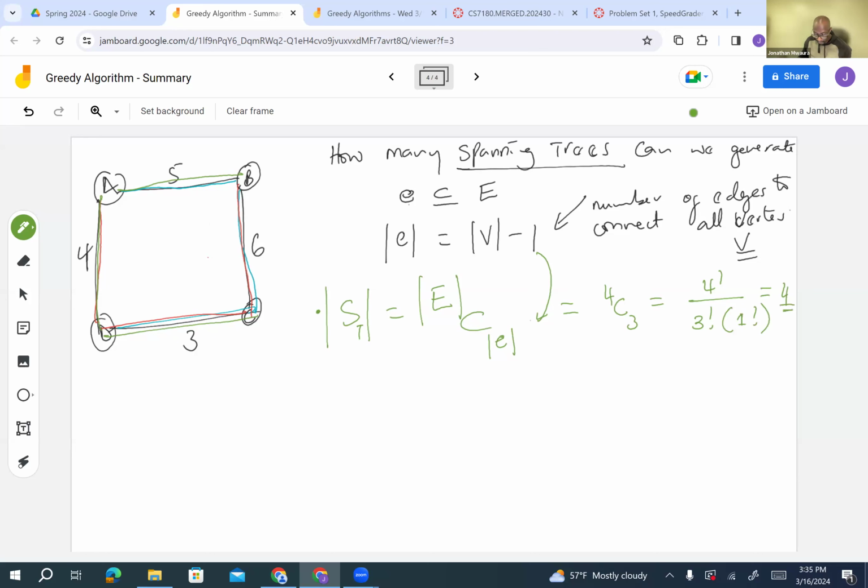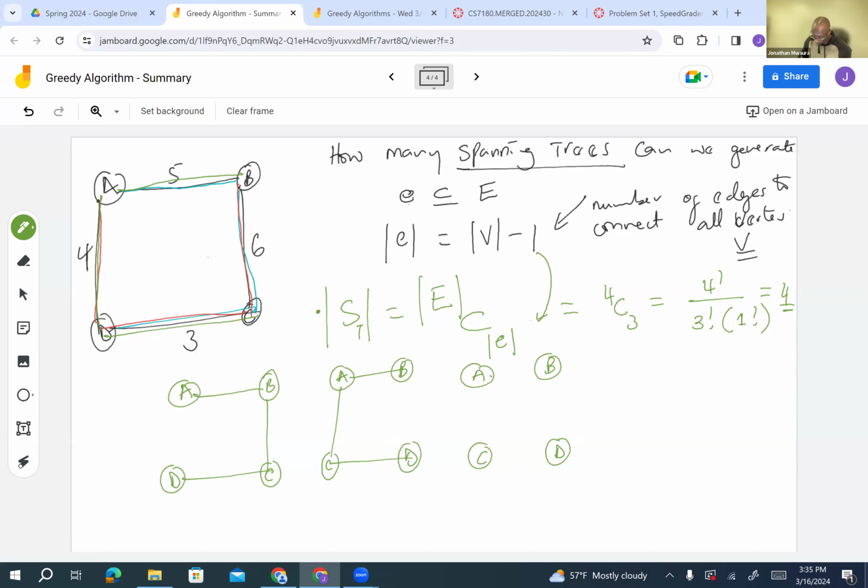The answer would be 4 in our case. Okay, is it 4? Yeah, I believe so. We will have 4 in our case. How many did we generate before? We can redraw them. So we have A, we have B, we have D, then we have C. So one of them could be this one. Another one could be A, B, C, and D. This could look something like that.